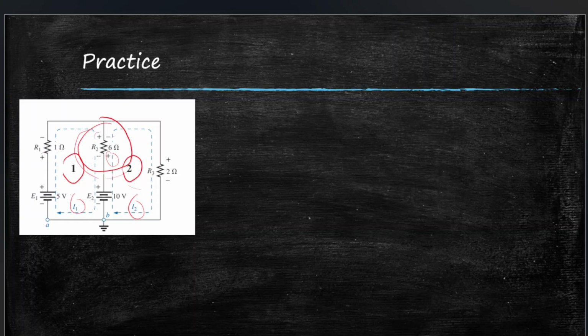And notice that R2 has two sets of polarities, plus minus here and minus plus here. This is done to maintain that consistency of the loop current entering through the positive side. As you can see, the loop current I1 enters R2 through the positive side here on the left side. But on the right side polarities, the loop current which starts from B enters R2 again from the positive side. So to maintain this consistency, every resistor that is shared between two loops will have two sets of polarities.